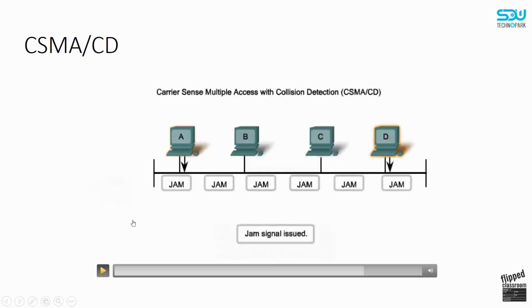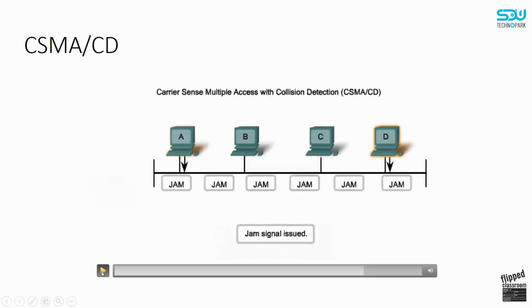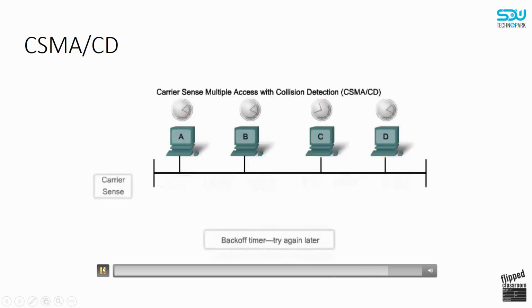So jam means that the level of the signal is changed due to the fact that we had the collision, and all of the computers, after understanding the situation, place their backoff timers, and the backoff timer is a randomly selected countdown timer by each computer. After this timer finishes at 0, the device will start to listen for the media one more time before starting to send the information.